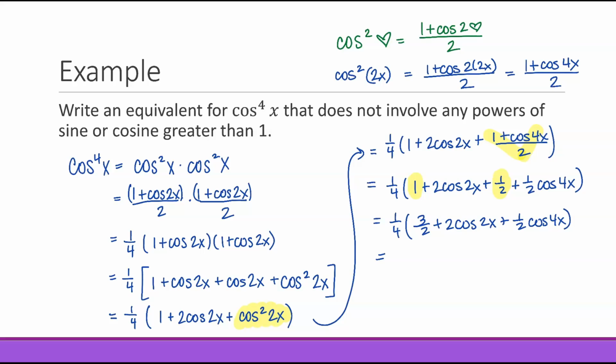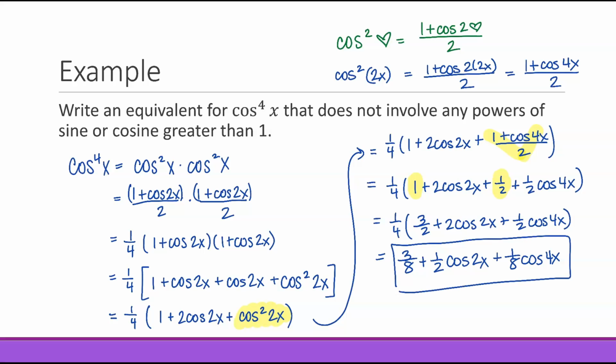It's all just a little bit of arithmetic and algebra. So distribute the 1/4. I get 3/8 plus, if I distribute the 1/4 times 2, I get 1/2 cosine 2x, and then 1/4 times 1/2 is 1/8 cosine 4x. So this is my answer.